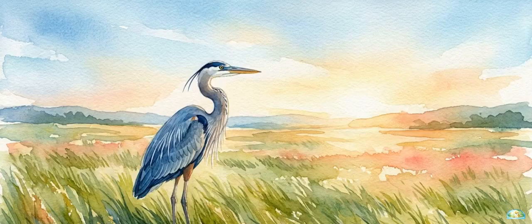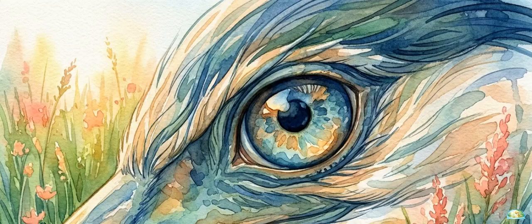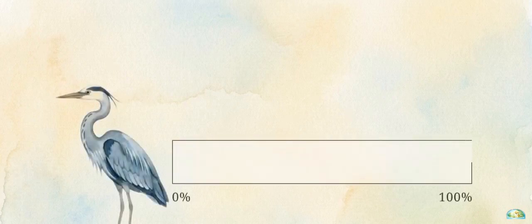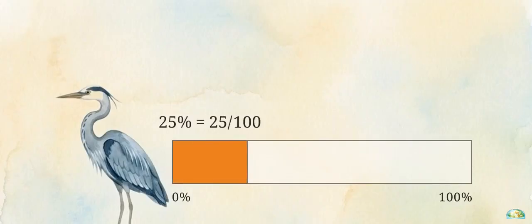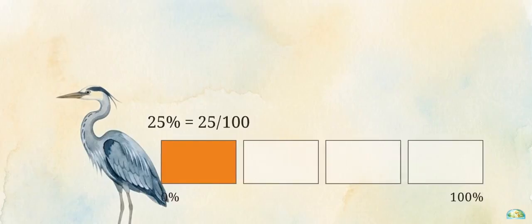Our final challenge is finding 25% of 64. Pause the view here and try to write 25% as a simplified fraction before we move on. A percent is just a specific ratio where the whole is always 100. So 25% means 25 out of 100. We can simplify this by dividing both by 25, giving us the fraction 1/4.